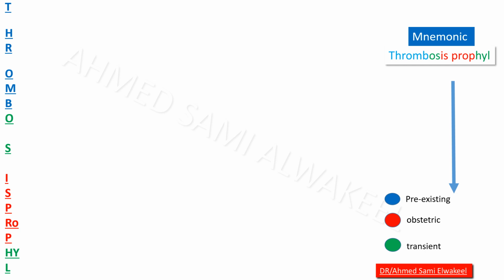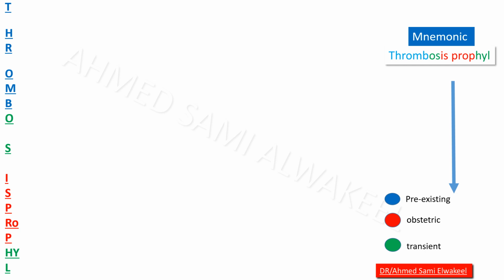In this video, we will explore thromboprophylaxis in pregnancy, discussing key risk factors for blood clots according to the Royal College guideline. We have three groups of risk factor: pre-existing risk factors in blue color, obstetric risk factors in red color, and transient risk factors in green color. And we have a mnemonic for them, thrombosis profile.